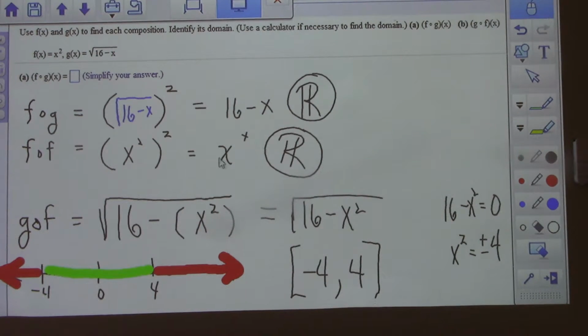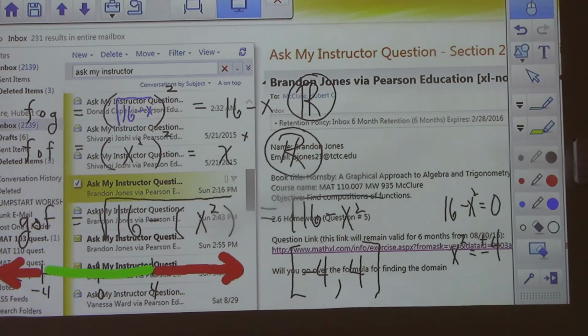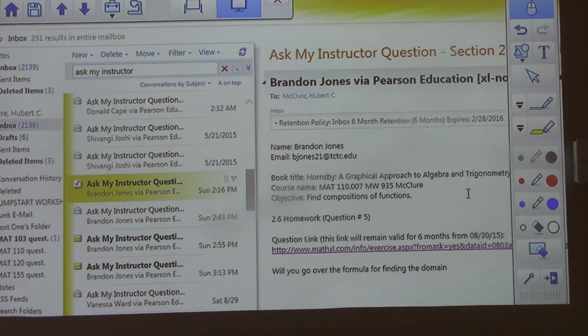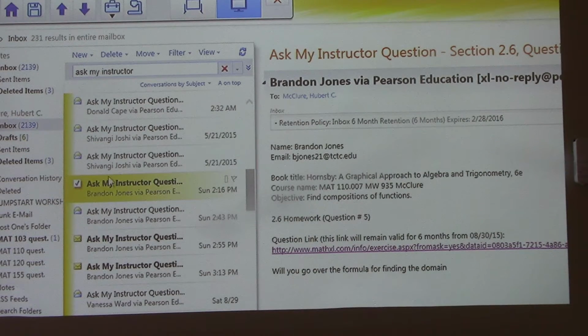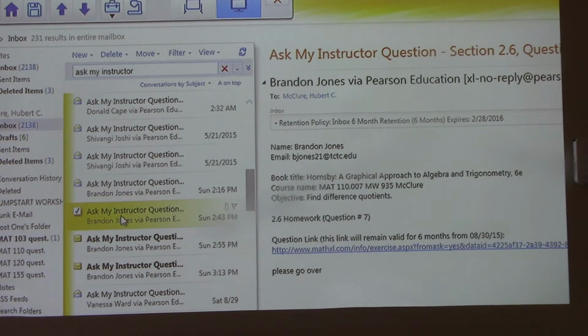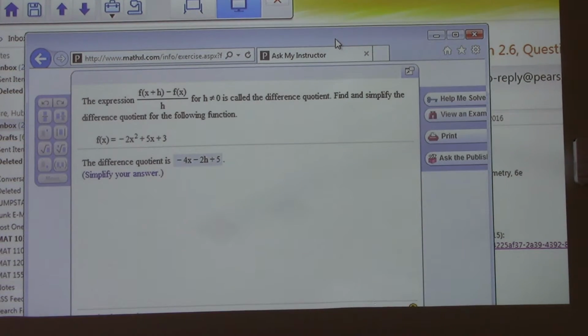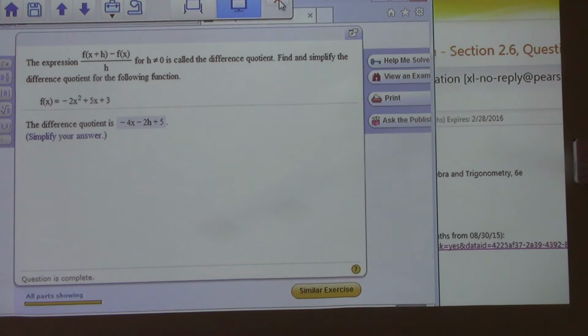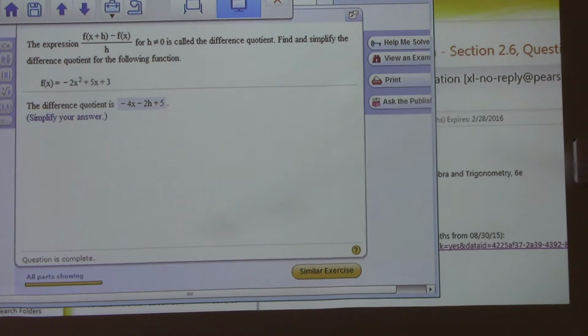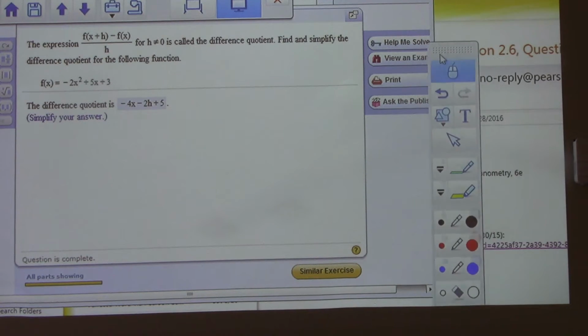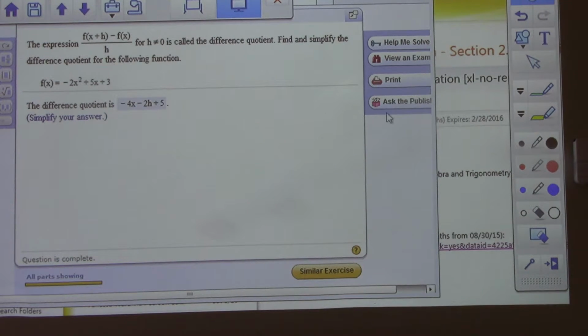So let's go back to our handy dandy email. Let's go down and see if we can find another one. You will see this one again. Not just on the test, you will see it in calculus. It's called the difference quotient.